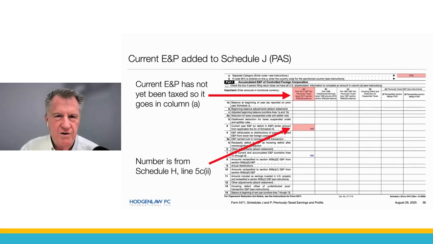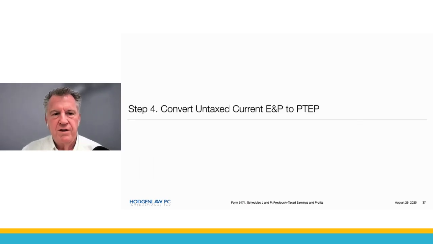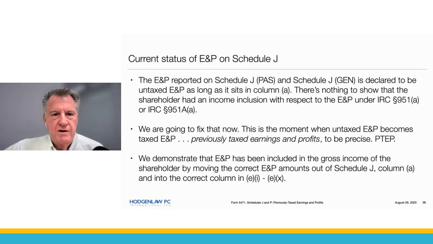So now that we've taken all of our current income, we've put it onto Schedule J, now we're ready for the next stage, which is to show the effect of the income inclusion that causes these two numbers to become PTEP. So we're going to convert them from untaxed current earnings and profits to PTEP. As long as a number sits in column A, ignore column B and column C, because if you've got a really antique CFC, you're going to see something in there, but otherwise you're just going to see a carryover from prior year on line 1 and that's it. So ignore those. We're just going to look at column A.